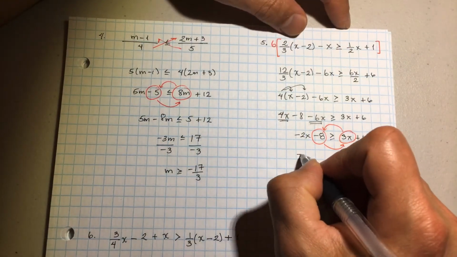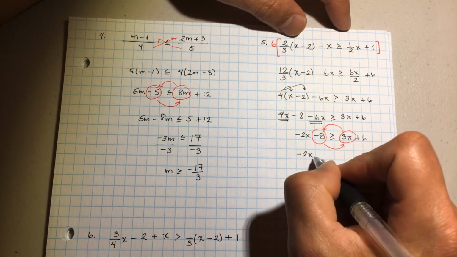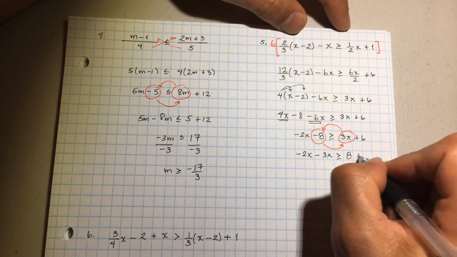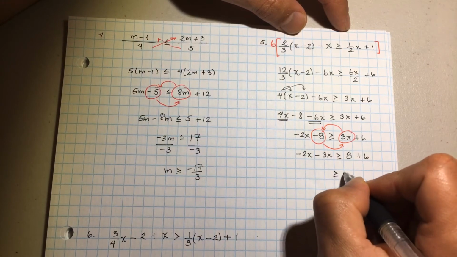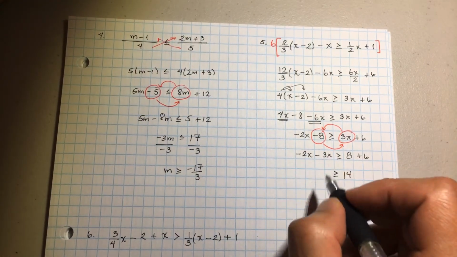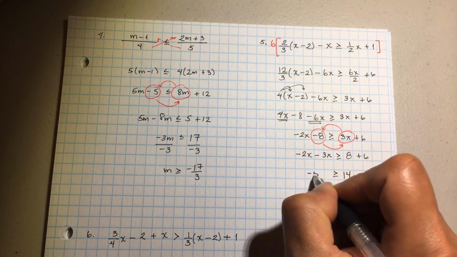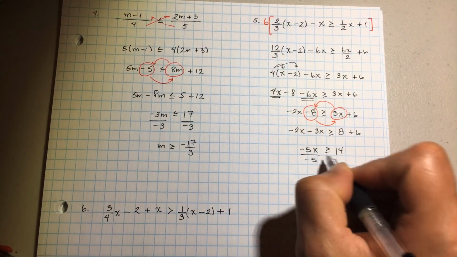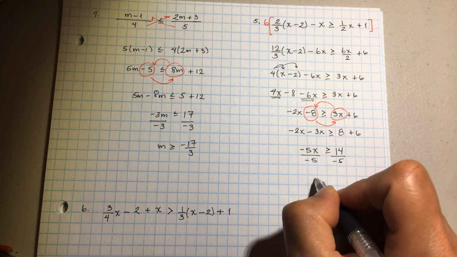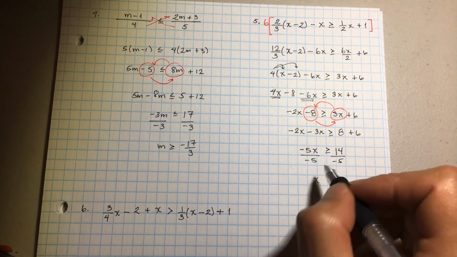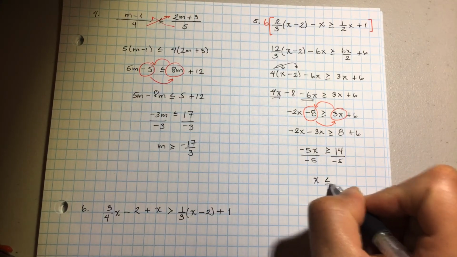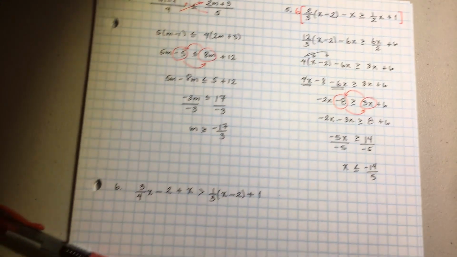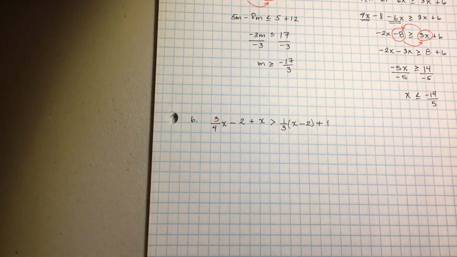So now we're going to have negative 2x. The positive 3x becomes a negative 3x. Greater than or equal to the negative 8 becomes a positive 8 plus 6. All right, 8 plus 6 is 14. Negative 2 minus 3x becomes a negative 5. Me da menos 5x. Dividido por menos 5. All right, are we dividing by negative? Yes, we are. So we're going to go ahead and reverse the inequality. And then, so we're going to get negative 14 fifths. Negativo 14 quintos. Okay.